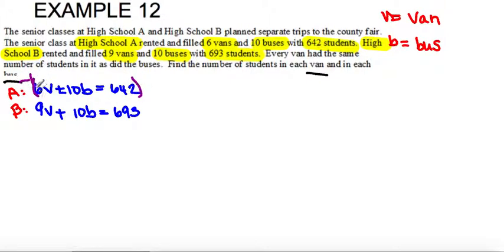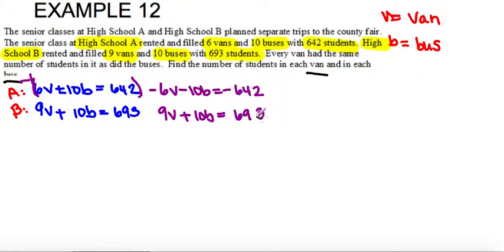So I have negative 1 times 6 is negative 6V. Negative 1 times 10 is negative 10B. And then negative 1 times 642 is negative 642. And the bottom equation just stays the same, so we bring it down as it is. Okay, and now we can add the two equations together.